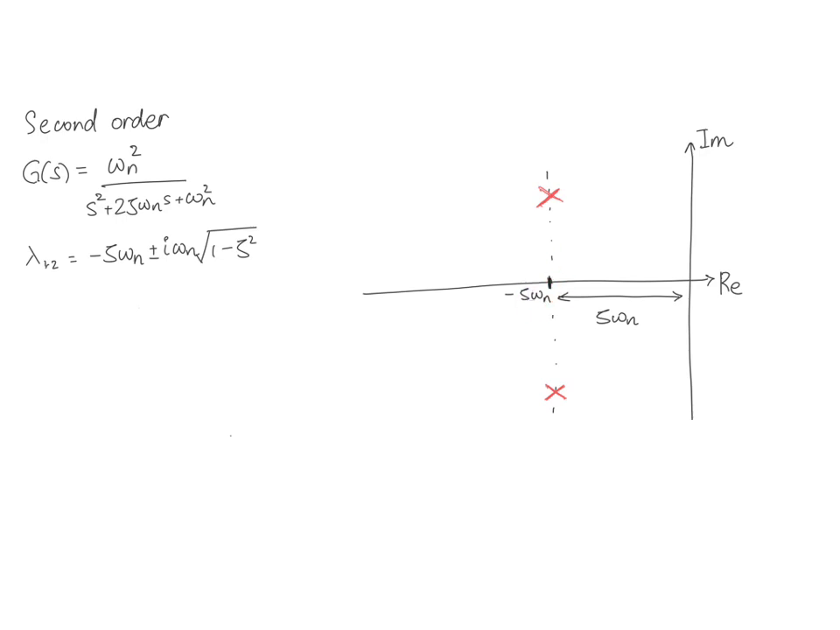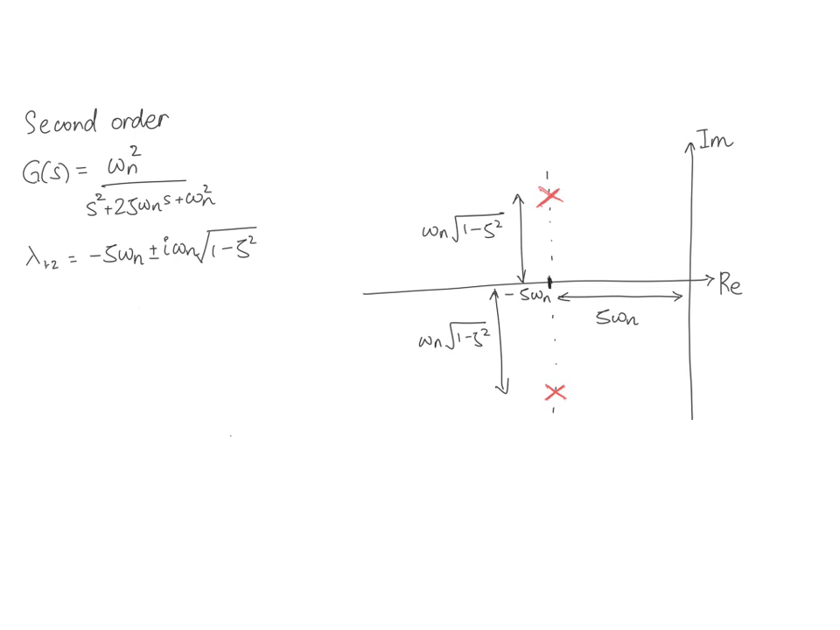Similarly, this distance over here is the imaginary part, which is equal to omega n multiplied by the square root of, let me draw it on the other side because I need this. So this distance over here is omega n multiplied by the square root of 1 minus zeta squared. That is the distance, and that is the same as here. So these are symmetric. At least we know how to locate these eigenvalues.